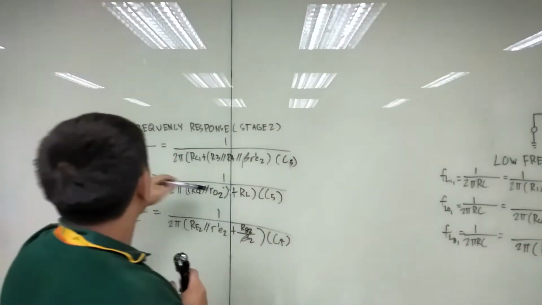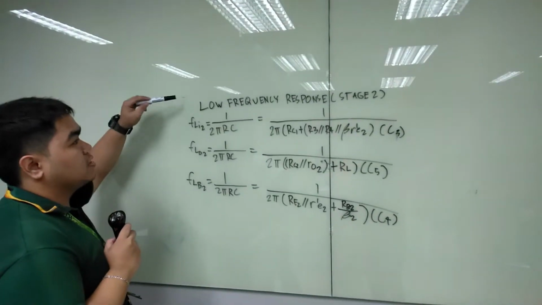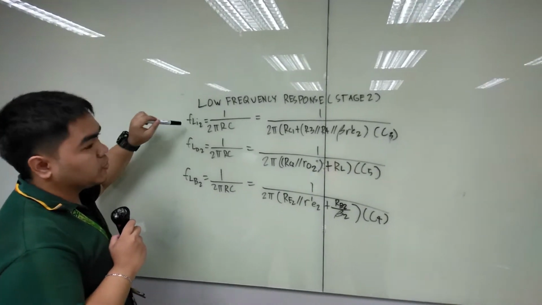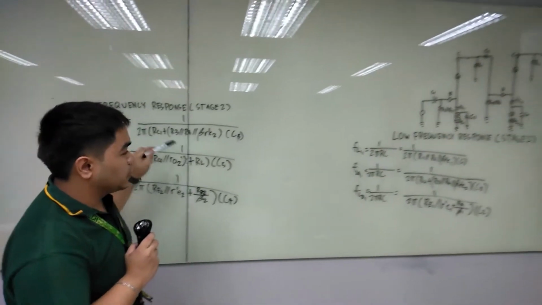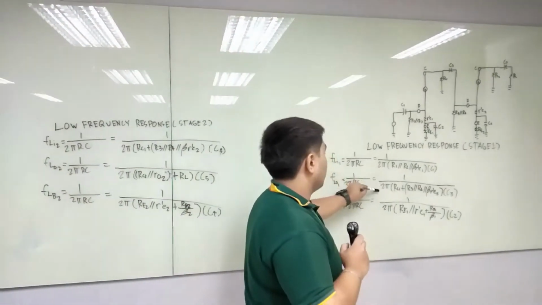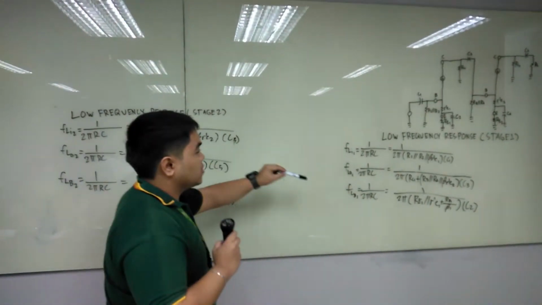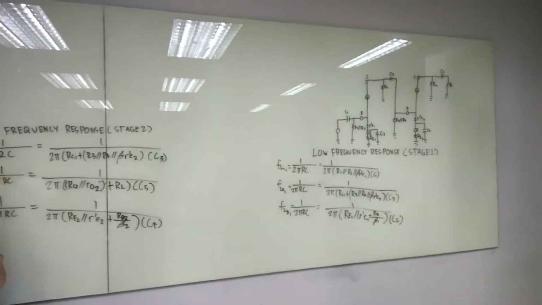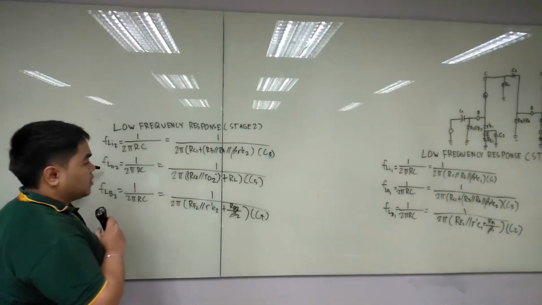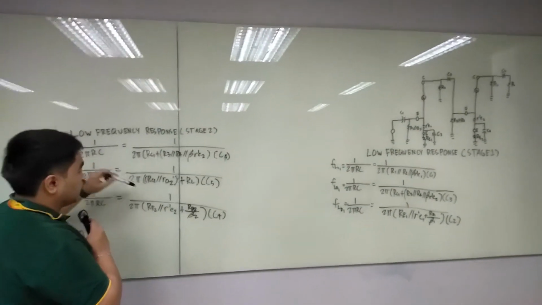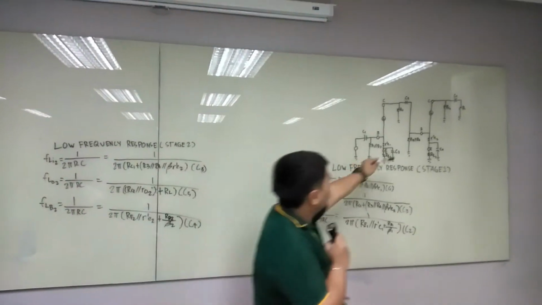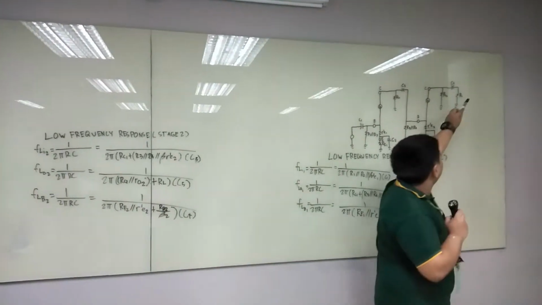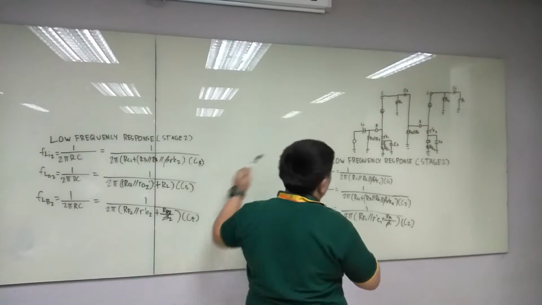So this is for stage 2. This is the low frequency response for stage 2. As you can see, the equation of FLI2 is the same equation as FLO1, because they are connected with each other. For the FLO2, we use the equation 1 over 2 pi times RC2 parallel RO2 plus RL, multiplied by capacitor 5.